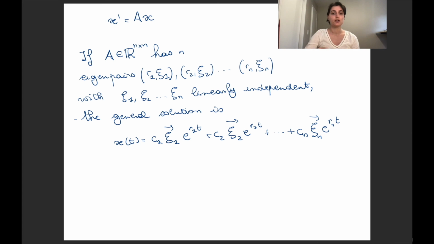rn t. The important bit here is that you need the eigenvectors to be linearly independent. It's unlikely, but they might be linearly dependent. They're always linearly independent if the eigenvalues are different, but they might be linearly dependent if the eigenvalues are the same. This case we're going to see next week.